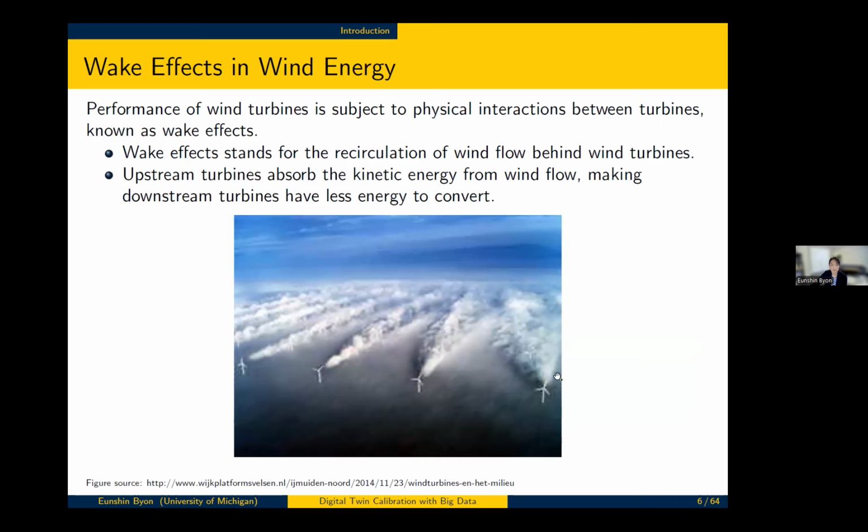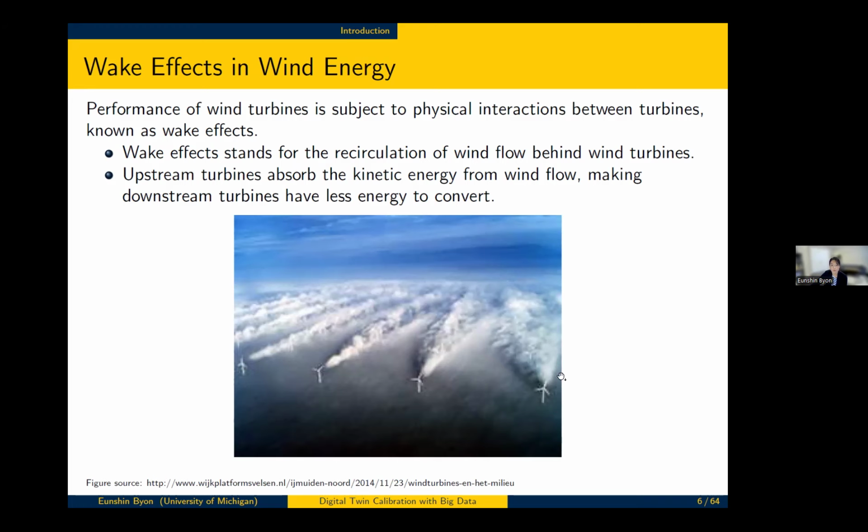In a wind farm with multiple turbines, the performance of wind turbines is not independent, but subject to interactions among turbines known as wake effects. Here you can see these turbines, which we call upstream turbines. When wind blows from south to north, the blade rotation of upstream turbines generates additional turbulence. This is called wake effects. The wake effect stands for the recirculation of wind flow behind wind turbines, and it affects the performance of the downstream turbines.